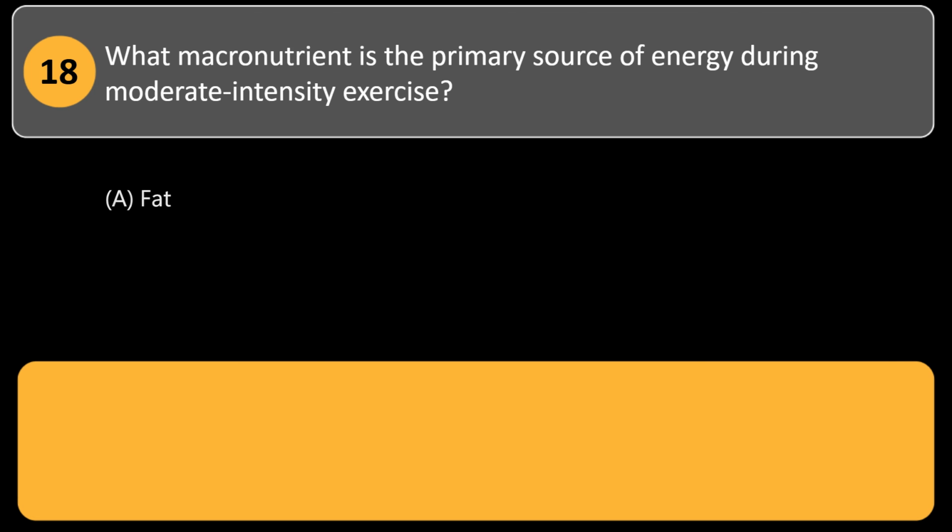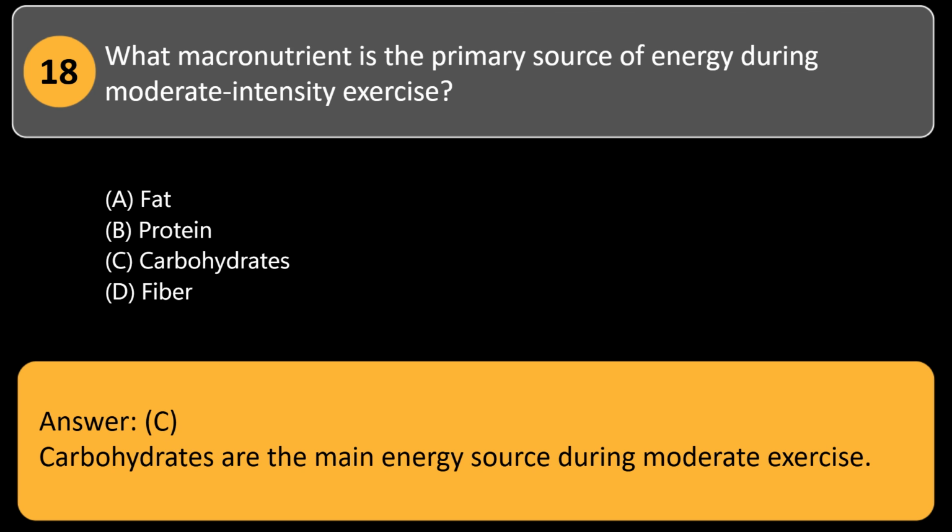What macronutrient is the primary source of energy during moderate intensity exercise? A. Fat. B. Protein. C. Carbohydrates. D. Fiber. Answer: C. Carbohydrates are the main energy source during moderate exercise.